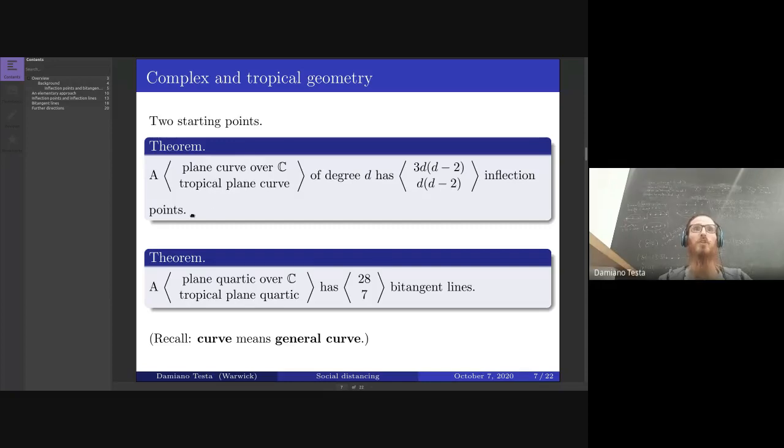Here we're talking about inflection points where the tangent line has multiplicity 3, and 3 is the ratio of these two numbers. And we were talking about bitangent lines, so lines that are tangent at 2 points, so multiplicity 2 at 2 points, and the ratio between these two numbers is 4. So I'm going to basically try to convince you that the intersection multiplicity shows up as a ratio between the numbers of the things you count. I'm going to do this in a couple of examples, and hopefully this applies more generally.